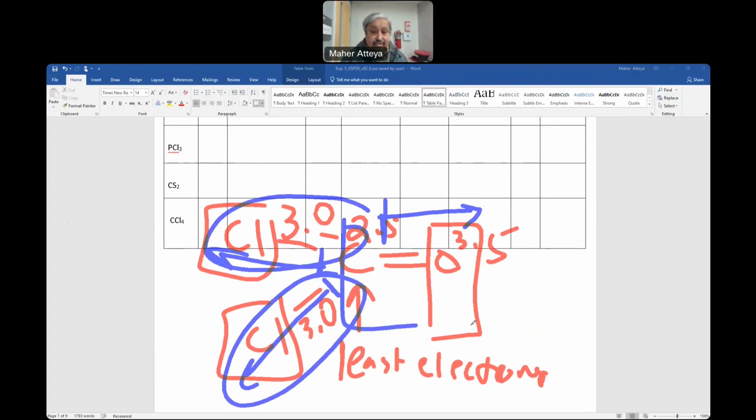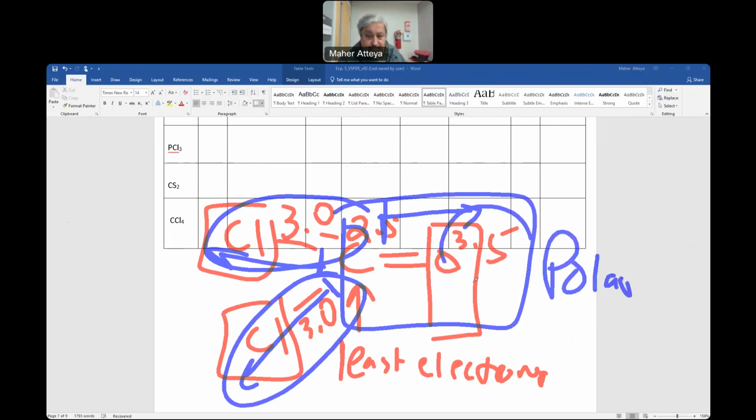However, this one here is predominant. This is 2.5 and 3.5. The net of the whole thing is 1.0. It's polar, because this is 3.5 and this is 2.5. Correct?